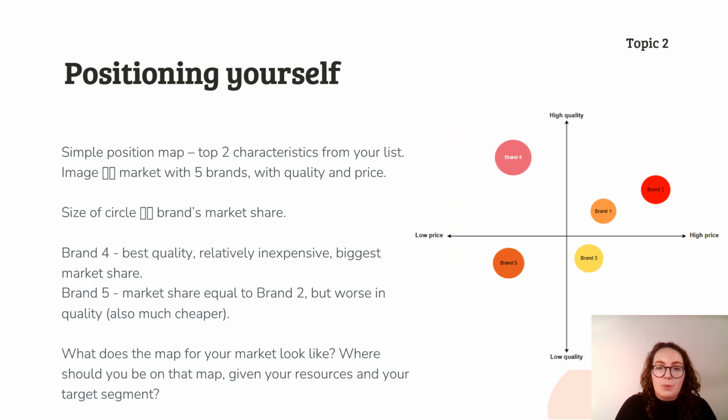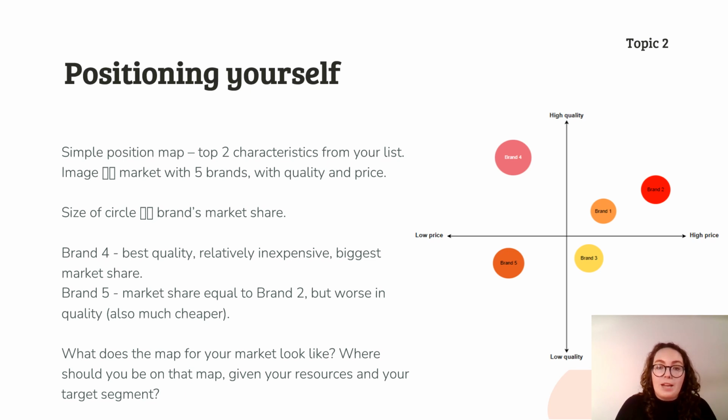Let's look at a simple position map in order to understand what this is all about. You see this image where the mapping has been done based on two characteristics, low or high quality and low or high price. And you see 5 companies or brands that are positioned on this map based on how high their quality, how low their price is, and so on. The closer the brand is to the top of the image, the higher its quality. The closer the brand is to the right edge of the image, the higher its price.